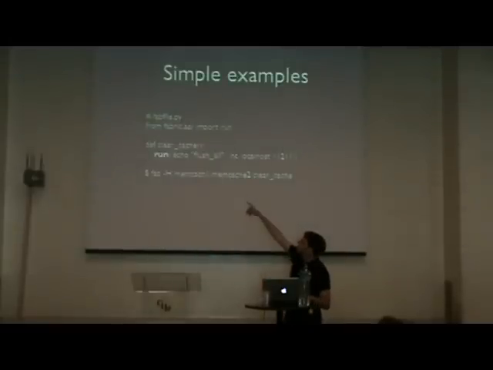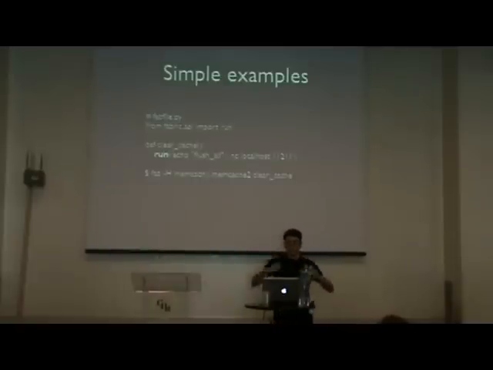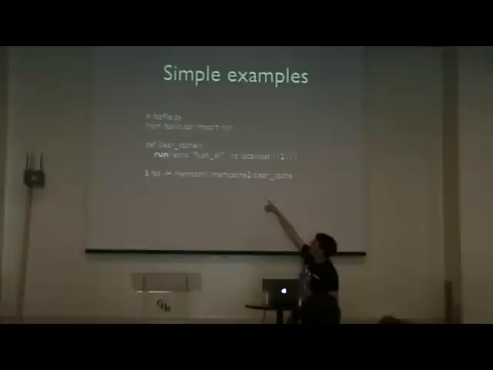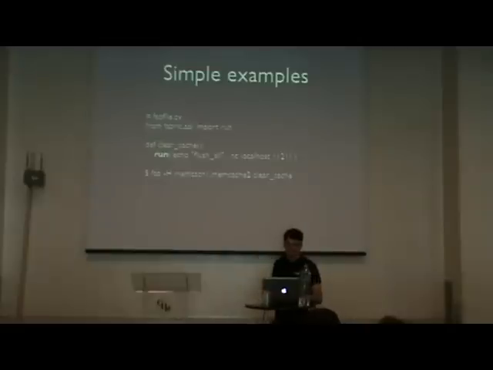With this example, we're using Fabric's run command. The run command executes a line of shell on a remote server somewhere over SSH. So I've got a clear cache function, and all it does is echo the text flush_all, piped through netcat into the local memcache daemon, so it clears out the memcache in the most basic way I can think of.